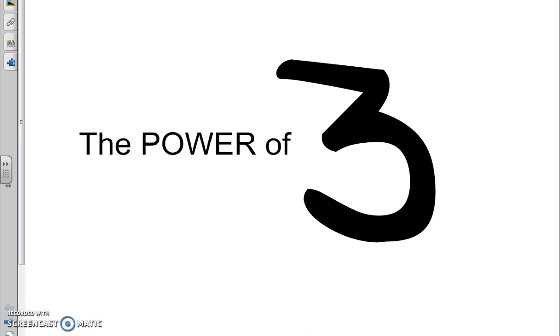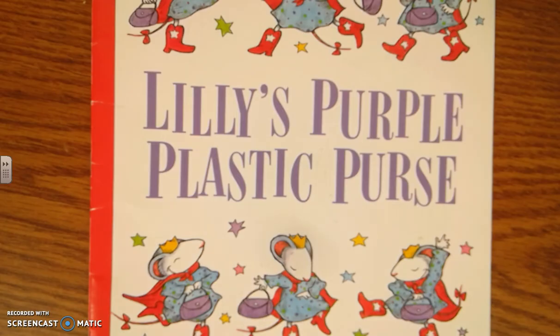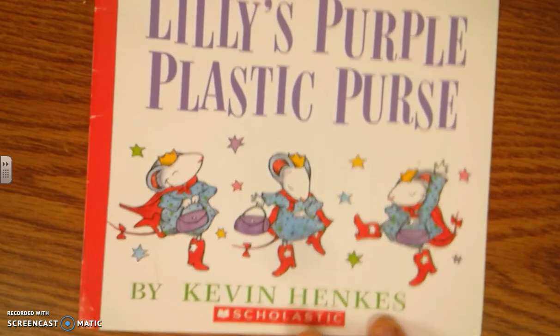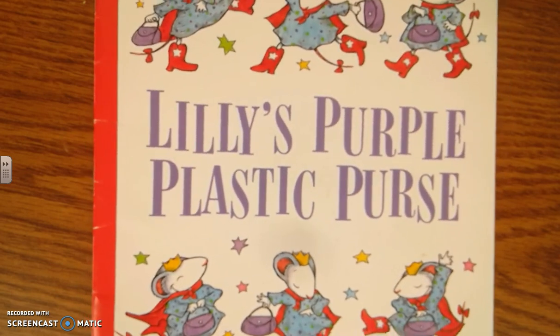Okay, so for this, we're going to look at a story, and I'm going to show you how many authors like to use this power of three to enhance their writing. I love Lily's Purple Plastic Purse by Kevin Henkes. You can see that's him. We're going to look at a couple passages in this book so I can show you how Henkes uses the power of three.